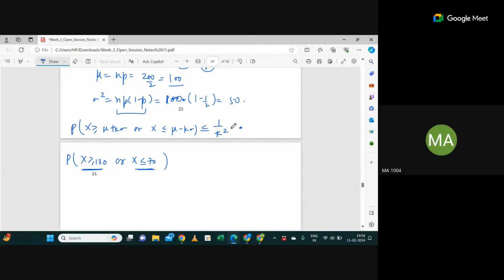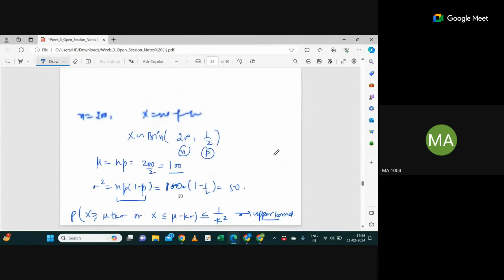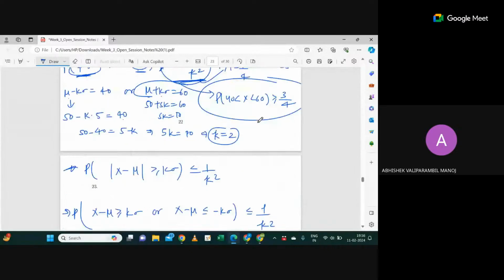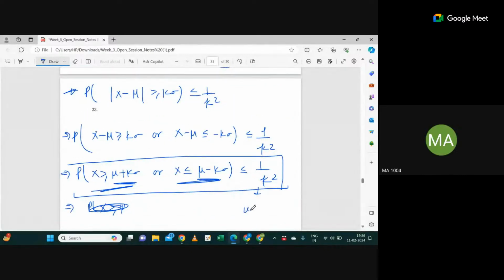Yes, sir. In the question it is clearly mentioned upper bound, right? So that means we have to use this form. If it's not mentioned, can I identify which bound I have to use? For this question, I have to find the upper bound. In the previous one, the question was between 40 and 60. In that case, we had to find the lower bound. This form is helpful only for the lower bound, and this form is helpful for the upper bound. Are you getting the idea, right?